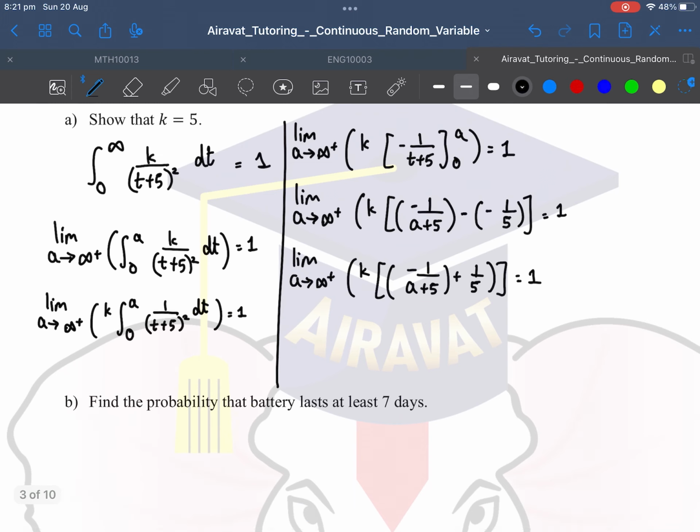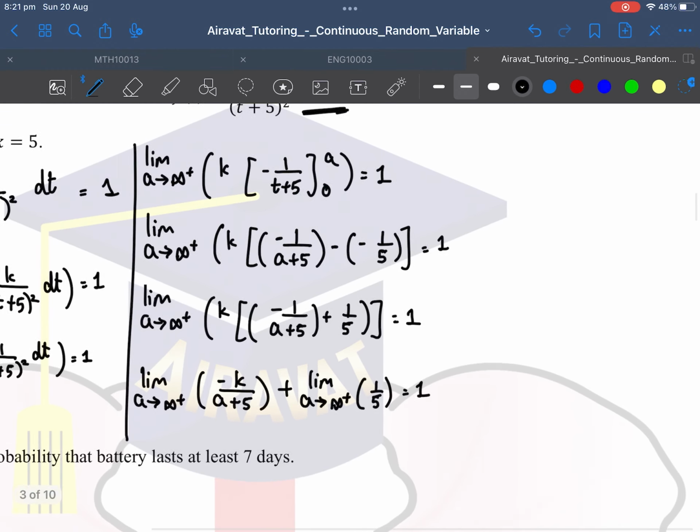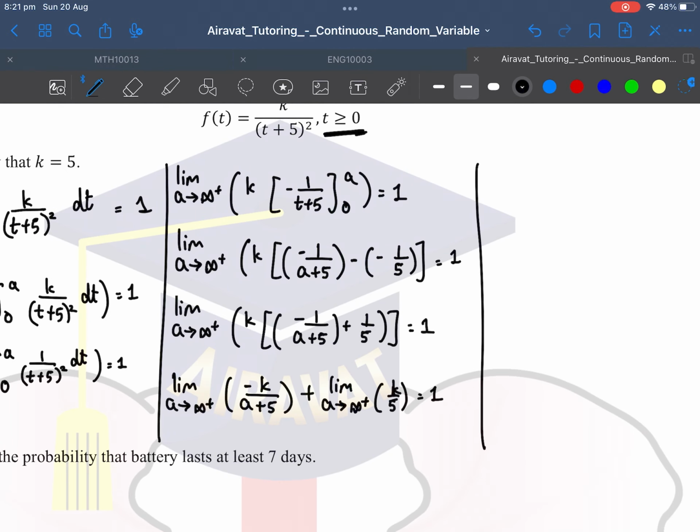Now what I'm going to do is split this limit up. So the limit as a approaches positive infinity of -k over (a plus 5). This is one limit. Now plus the limit as a approaches positive infinity of k over 5, and this has to equal 1. Oh sorry, it's not going to be 1 over 5, it's going to be k over 5, because I had to multiply k by this as well as that. So that was a slight silly mistake.